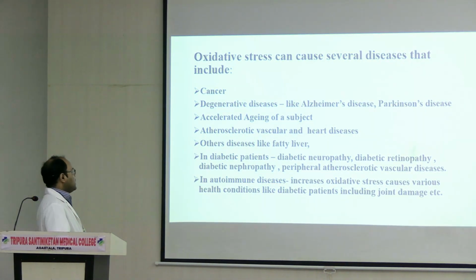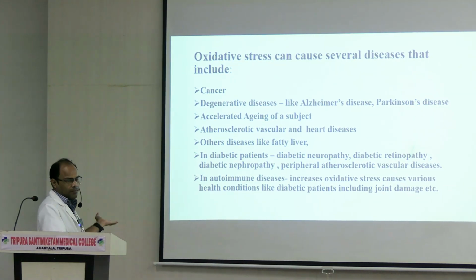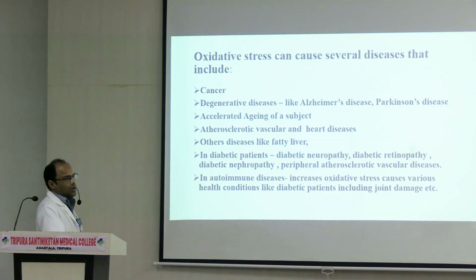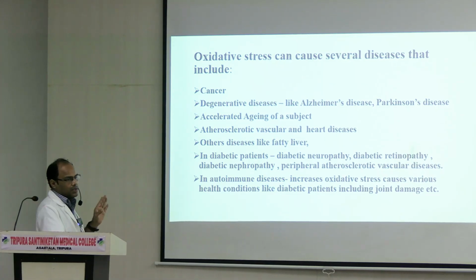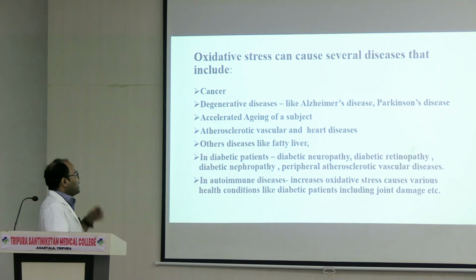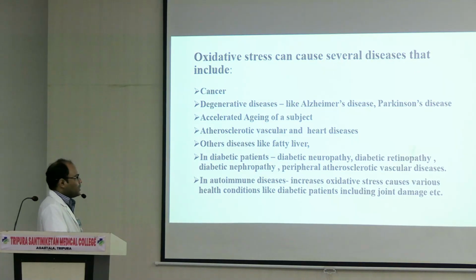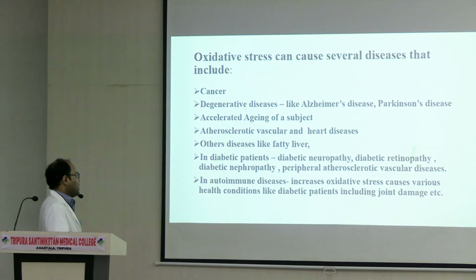So the most important thing is cancer. There are a lot of factors that generate cancer, not only oxidative stress, but oxidative stress is one of the most important causes. Then there are degenerative diseases like Alzheimer's disease and Parkinson's disease. Next is accelerated aging of a subject. Then atherosclerotic, valvular, vascular and heart diseases.